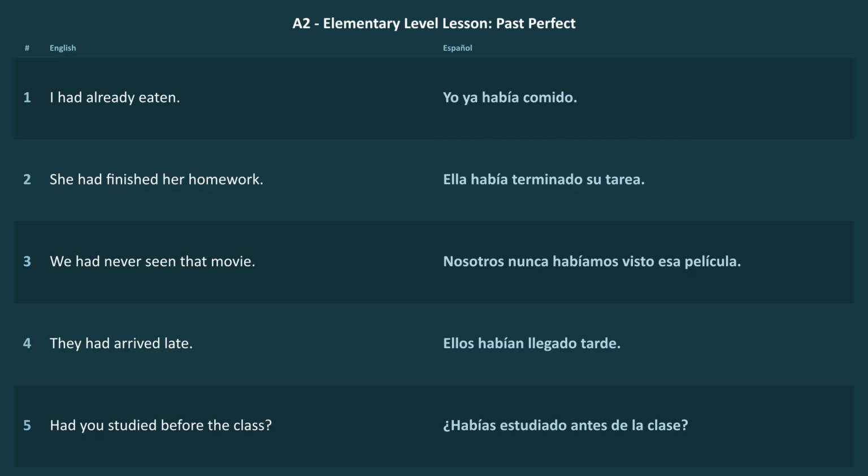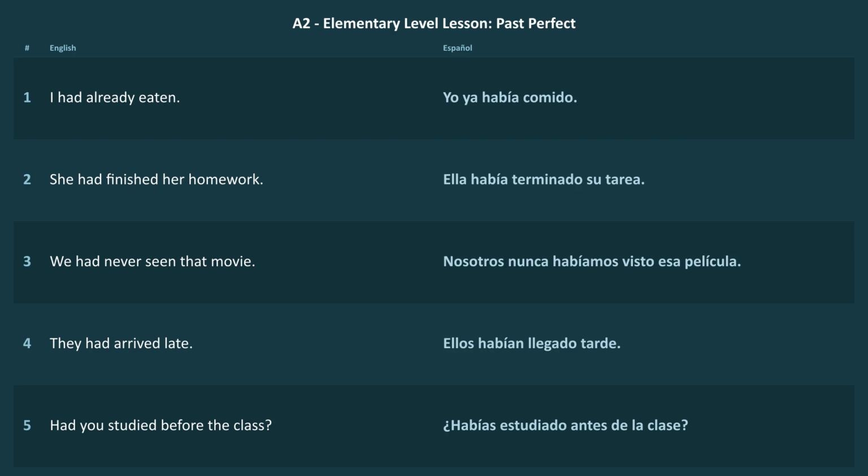How do you say they had arrived late in Spanish? Ellos habían llegado tarde. Great. Llegado comes from llegar, to arrive. And tarde means late. Short, useful, high-frequency vocabulary.